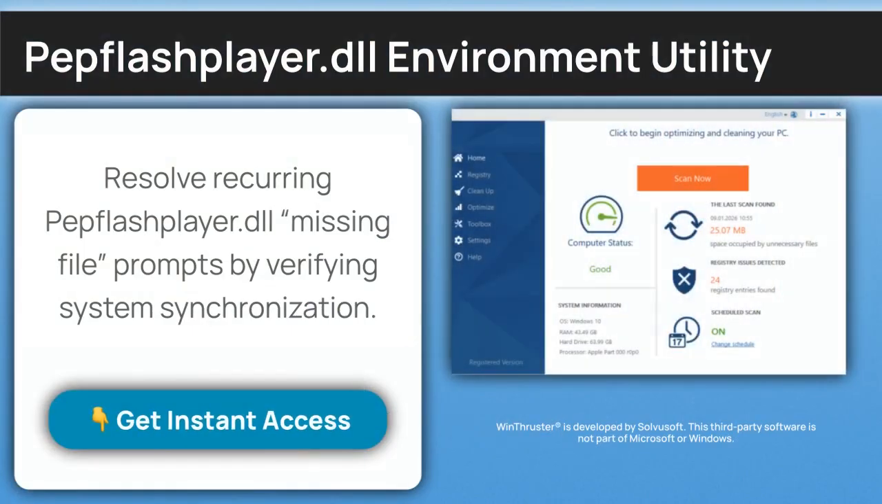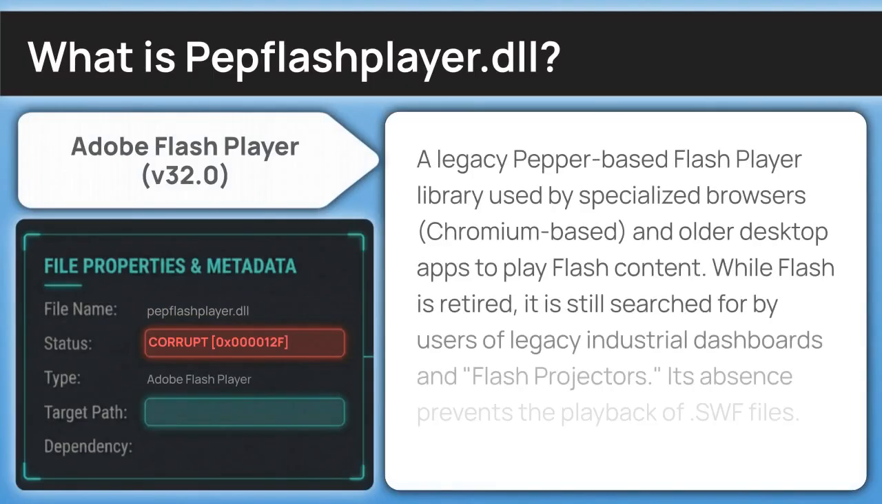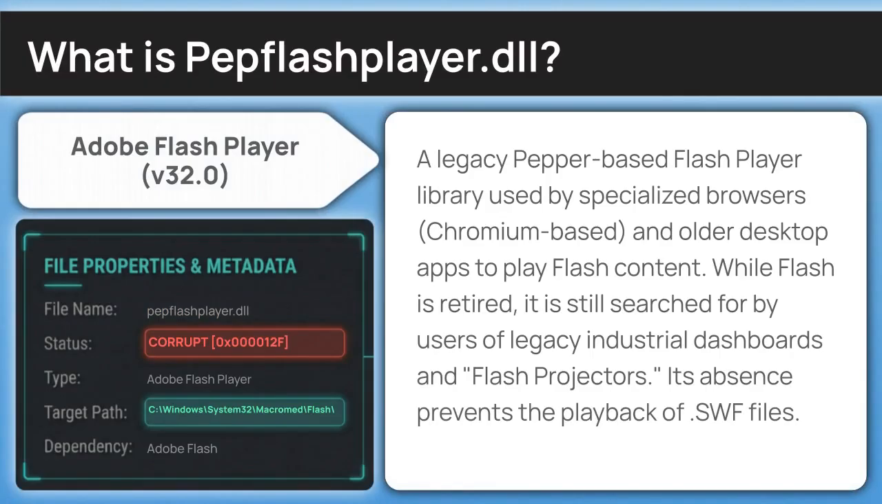This is the PEP Flash Player, a legacy Pepper-based Flash Player library used by specialized browsers, Chromium-based, and older desktop apps to play Flash content. While Flash is retired, it is still searched for by users of legacy industrial dashboards and Flash projectors. Its absence prevents the playback of .swf files.